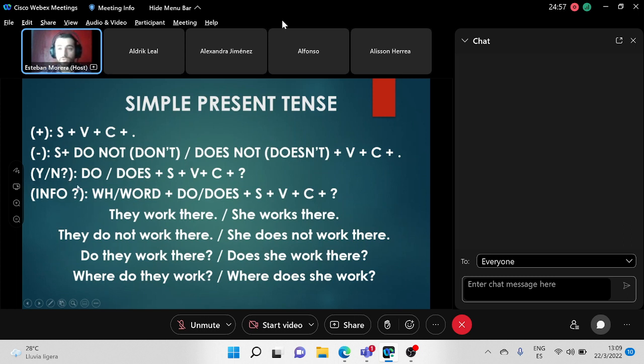If it is a short question, we use do or does at the beginning of the question, right? Then the subject, the verb, and the complement. For example, do I participate in the activities? Does she take classes in the morning? Does the teacher give the instructions? Do they drive in the mornings?